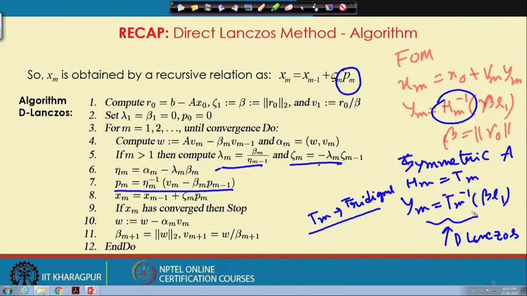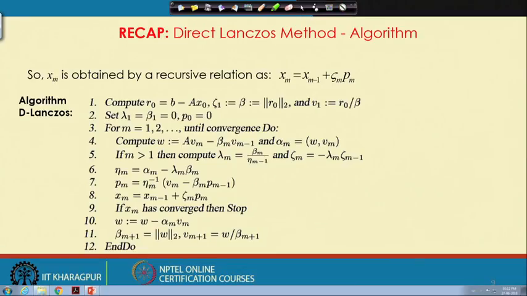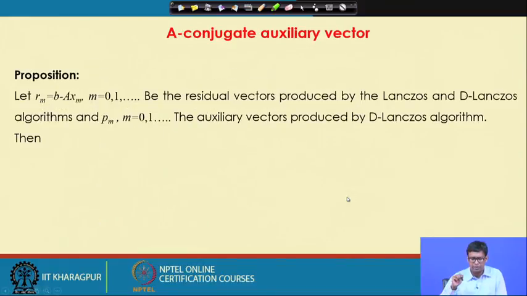Instead of writing that Xm is equal to X0 plus Vm Tm inverse beta E1, I write Xm is equal to Xm minus 1 plus Xim Pm. So, this is a new vector, or an auxiliary vector, which we are introducing at this stage. Let us look into the auxiliary vector in a little more detail.